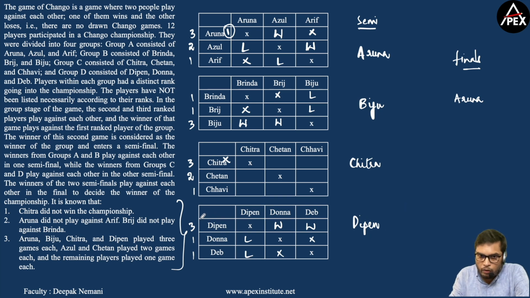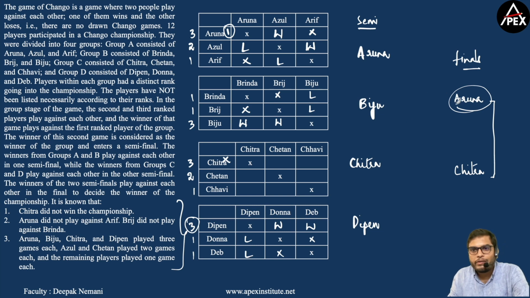So we are done with 3 matches played by Dipen. If that's the case, Dipen did not play the finals, so it is Chitra who played the finals. And the finals is between Aruna and Chitra, and it is mentioned that Chitra did not win the championship. So it is Aruna who had won the championship.